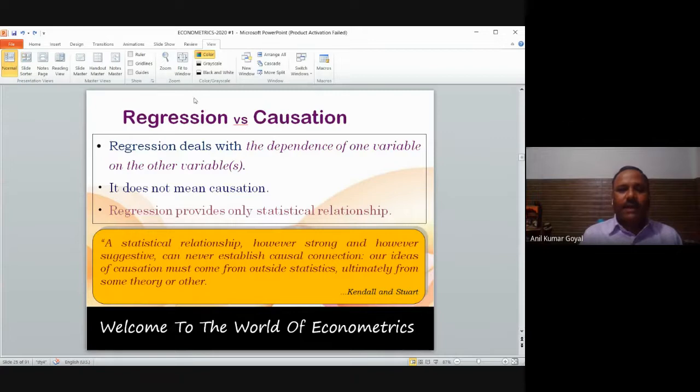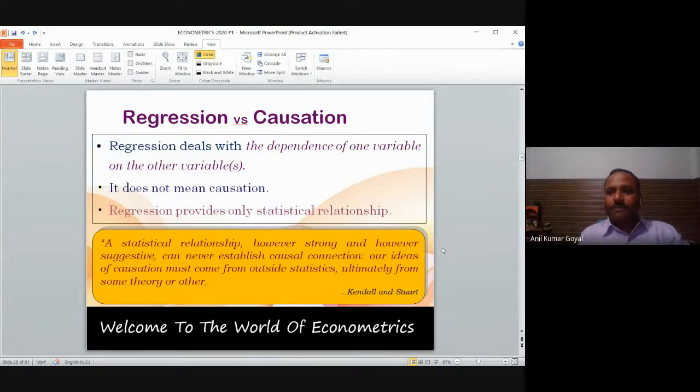What are those basics? Regression versus causation. Can anybody tell me, are regression and causation the same thing or are they different? Yes, please. It's always good to interact. Regression deals with the dependence of one variable on the other. It does not mean causation. Regression provides only a statistical relationship. A statistical relationship, however strong or however suggestive, can never establish a causal connection. Our ideas of causation must come from outside statistics, ultimately from some theory or other.